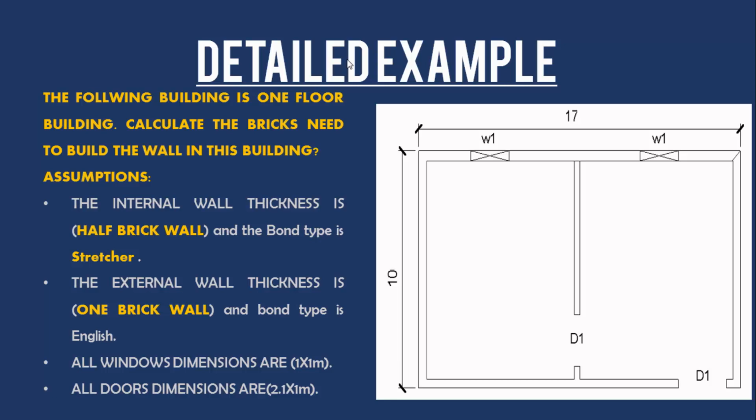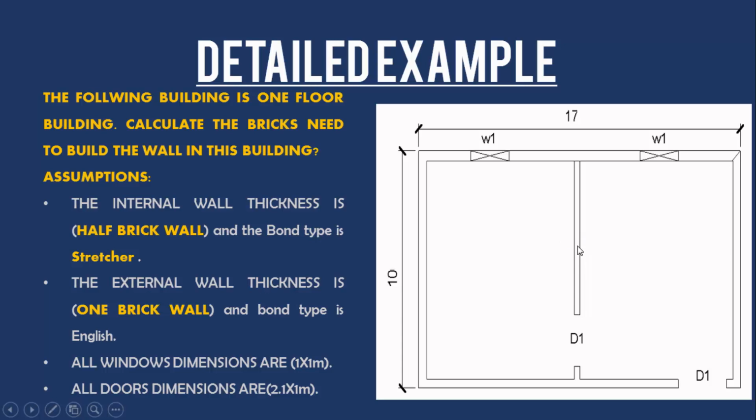All window dimensions are 1 by 1 meter. All door dimensions are 2.1 by 1 meter. So we have this building, which consists of one floor. It has these dimensions: 17 for the length, 10 for the width. We have 2 doors and 2 windows.